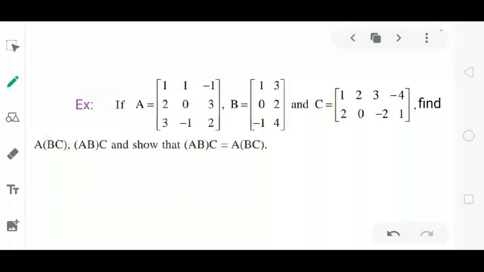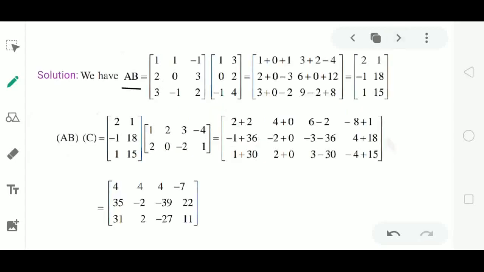Let us verify the associative property of multiplication of matrices by the following example. In this example, we have 3 matrices A, B and C. The question is to find A into BC, AB into C and show that AB into C is equal to A into BC. That is, we have to show that multiplication of matrices satisfies the associative property.